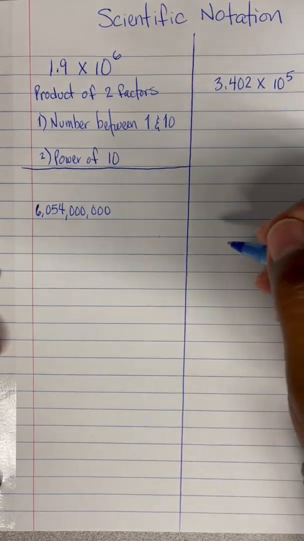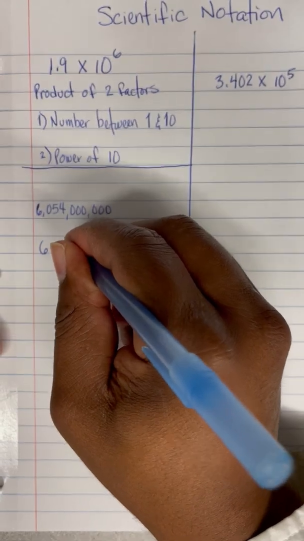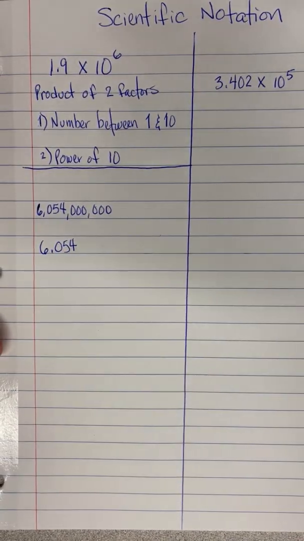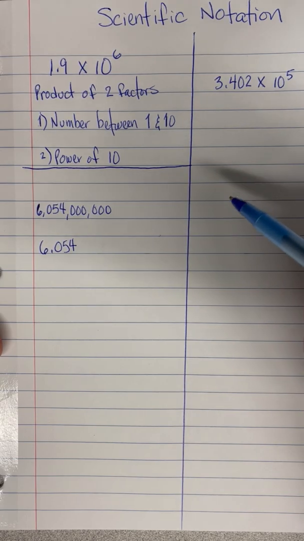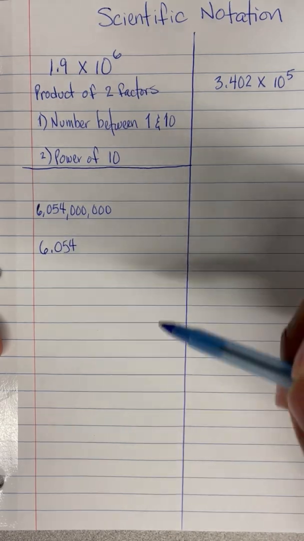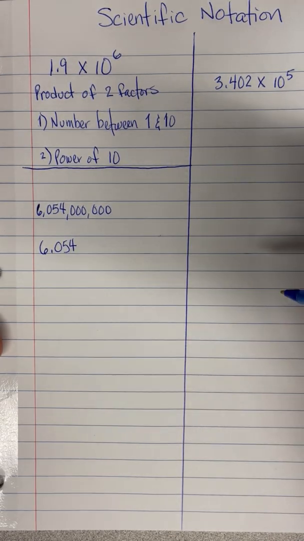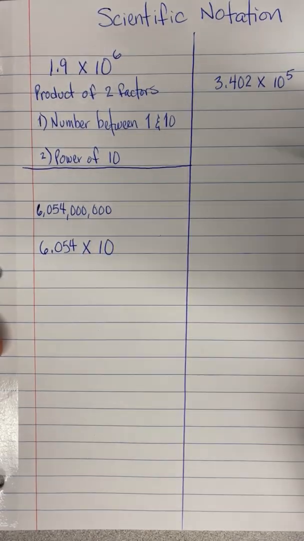All right, so you rewrite this as 6.054. Okay, that is a number definitely between 1 and 10. As you can see, 6 is between 1 and 10. The rest is just a fractional piece of a number. So now I'm going to multiply that by a power of 10.